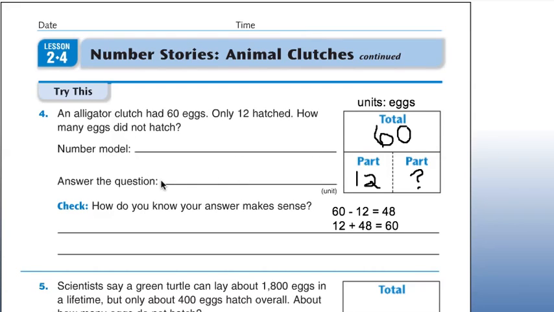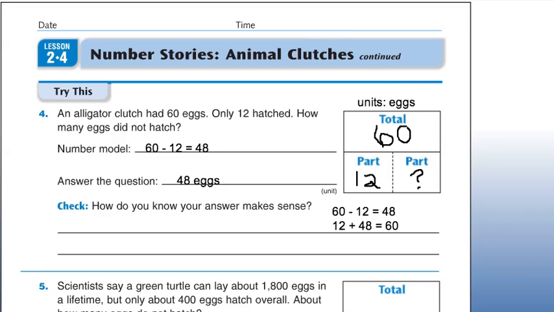So go back over here. And so we're going to answer the question. The question turns out to be 48. And we see their little sign says units again, so we have to make sure we write down eggs. So I'm going to write 48 eggs. And then a number model. You can choose from one of these to be your number models. So I am going to do 60 minus 12 is equal to 48. That would be my number model.